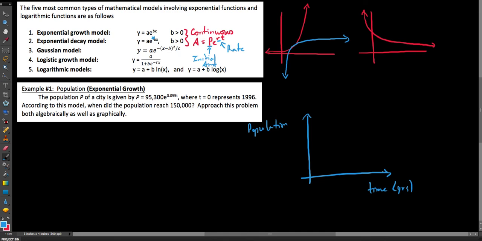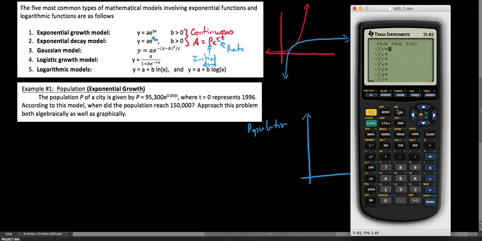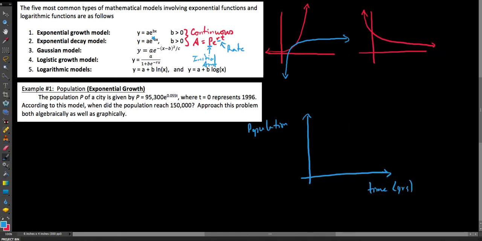And so when we approach this graphically, let's get our calculators on as well. We go to y equals, and type in 95,300 times e to the power of 0.055, and we have to use an x in this model here, and we put an end parenthesis on this. But if I graph this right now, of course we're not going to see anything. What we need to do is change our window. If our t is our time here, and our first year 0 is 1996, then t equals 0 is representative of 1996.